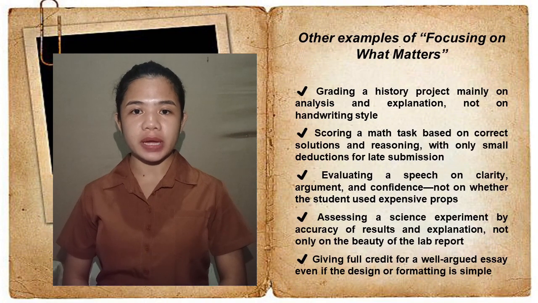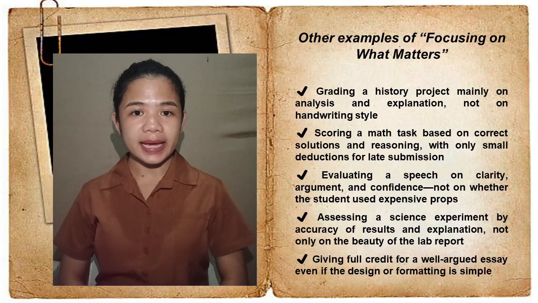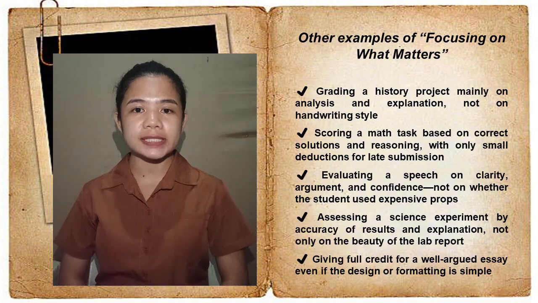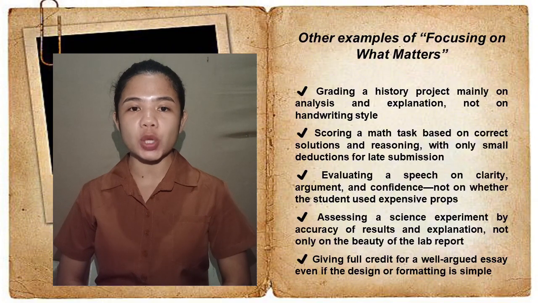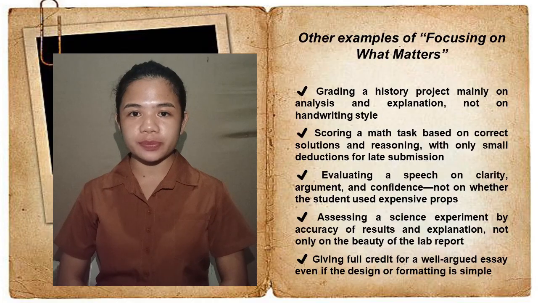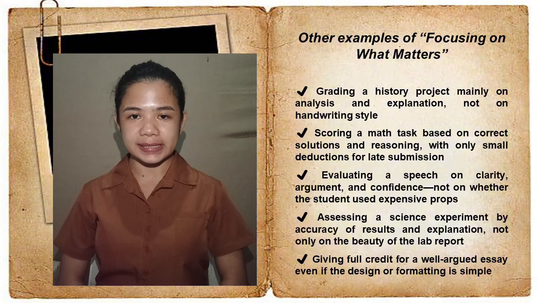First, grading a history project mainly on analysis and explanation, not on handwriting style. Second, scoring a math task based on correct solutions and reasoning, with only small deductions for late submission. Third, evaluating a speech on clarity, argument, and confidence, not on whether the students use expensive props. Fourth, assessing a science experiment by accuracy of results and explanation, not only on the beauty of the lab report. And the fifth, giving full credit for a well-argued essay, even if the design or formatting is simple.